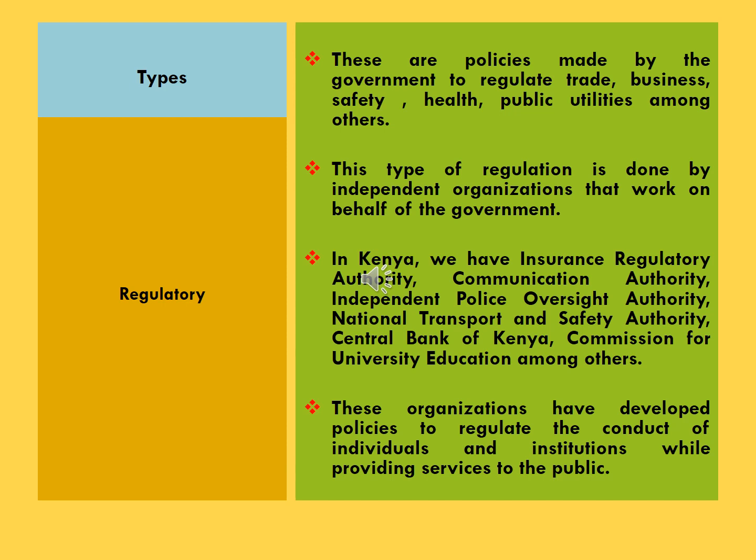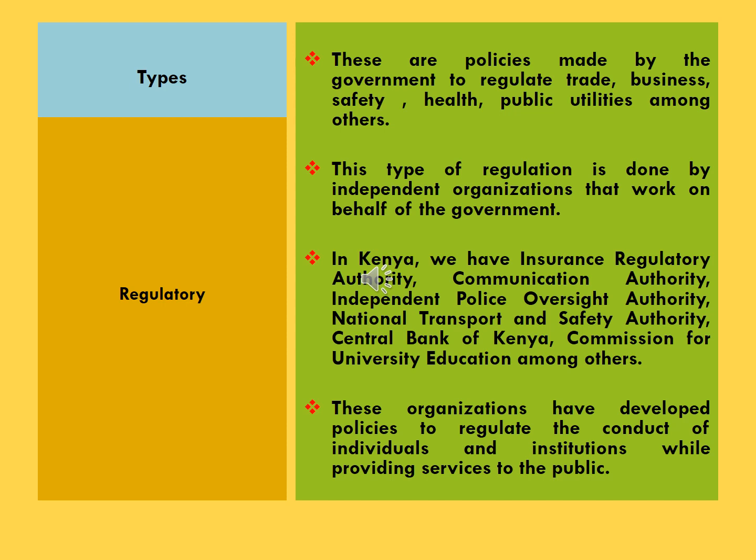We have the Independent Police Oversight Authority, again, that regulates the conduct of police and ensures that excesses of the police are properly investigated and the perpetrators brought to book. The National Transport and Safety Authority, again, seeks to address issues of human safety within the transport sector. The Central Bank of Kenya ensures that there is proper regulation of monetary policies, among others.